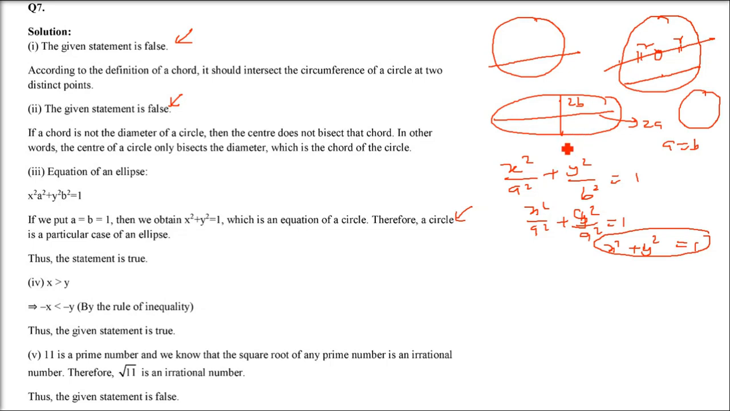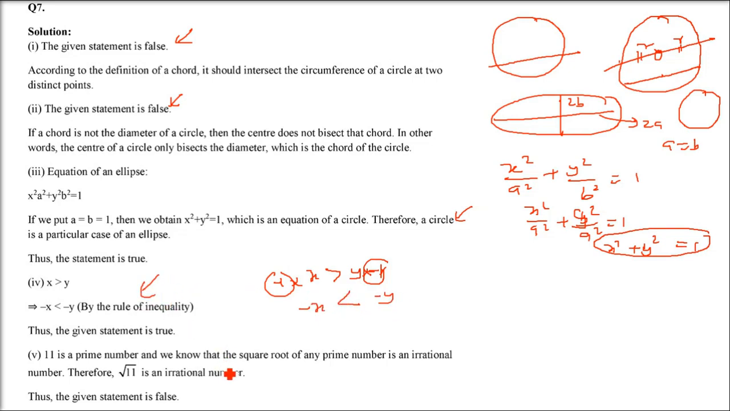Next one. If x and y are integers such that x is greater than y, then minus x is less than minus y. What does it mean? See, x is greater than y, and by inequality, we know that if we multiply both sides by a negative number, say -1, the inequality will change. So it will be -x less than -y.